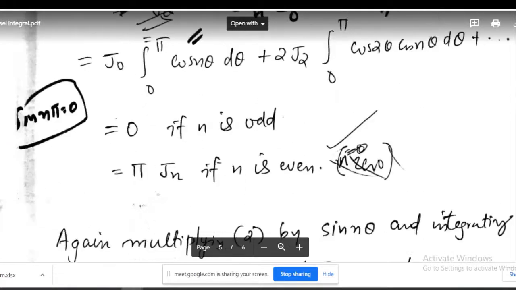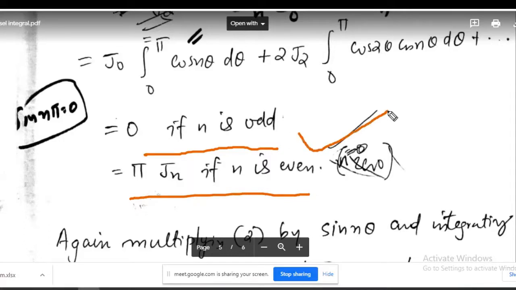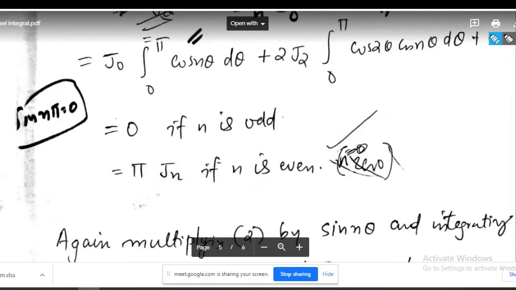Okay. So hope you understand what I have written here. The value of this integral is 0 if n is odd. It is pi jn if n is even. Okay. N odd is 0, pi jn if n is even. So I think it is clear to you.